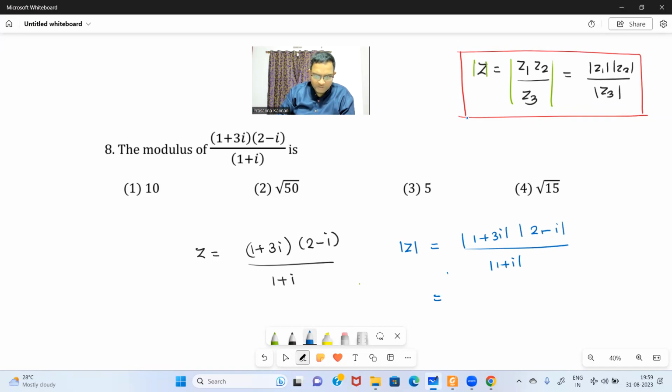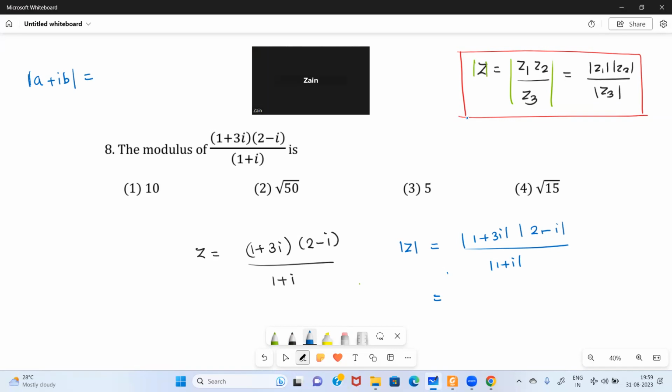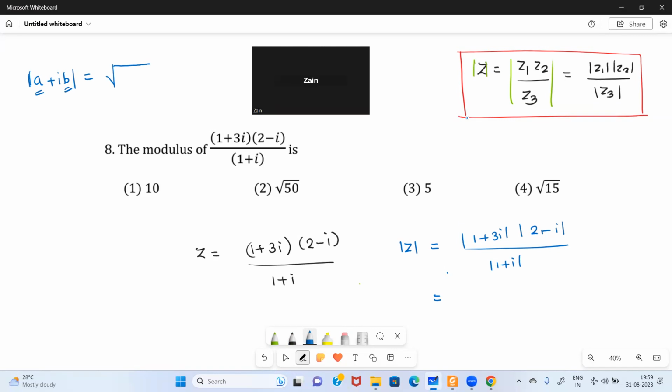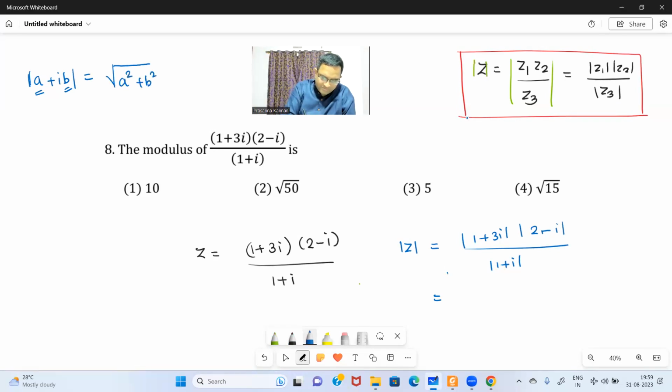So in general, if I have a plus ib as a complex number, what is the modulus of this complex number? Yes, Zain, tell me. Root of 1 square plus 3 square. Very good, ma. Now tell me for a plus ib in general. Root of a square plus b square. Very good. Correct.